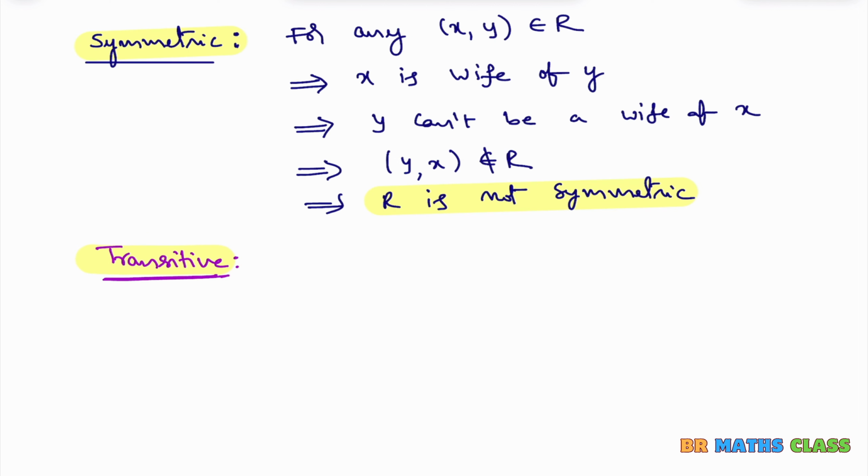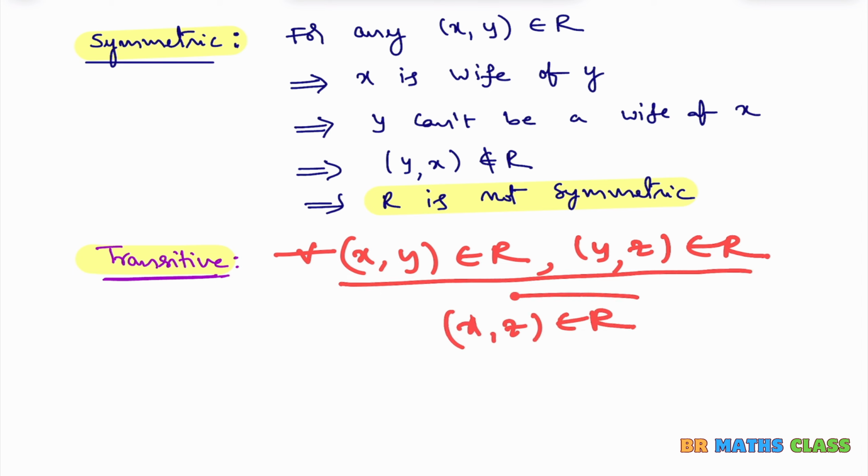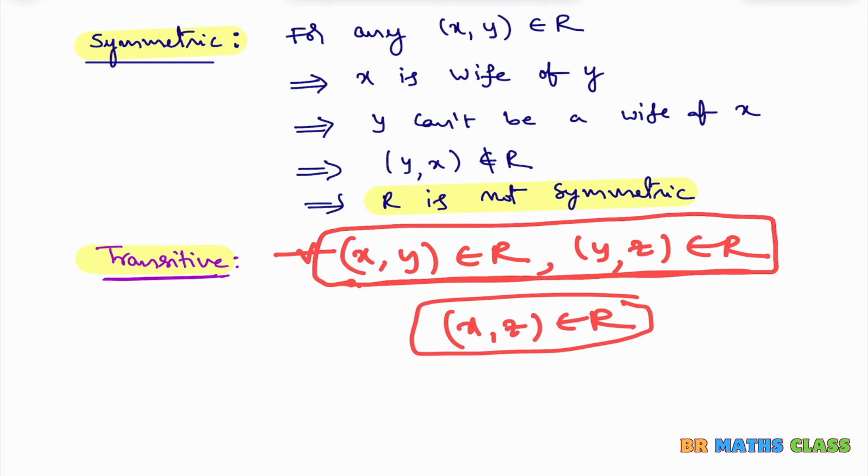Now we'll check transitive condition. What is transitive condition? For any x comma y belongs to R, and if y comma z belongs to R also exists, then for this pair of ordered pairs, we look whether x comma z exists in the relation or not. The important thing is, if x comma y, y comma z doesn't exist in the relation, in that case no need to look for x comma z.